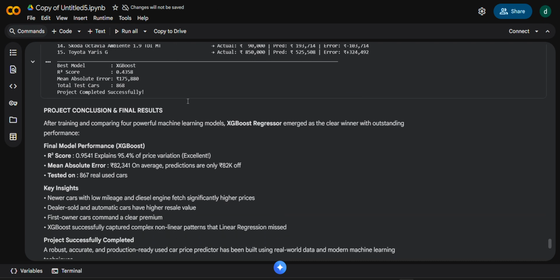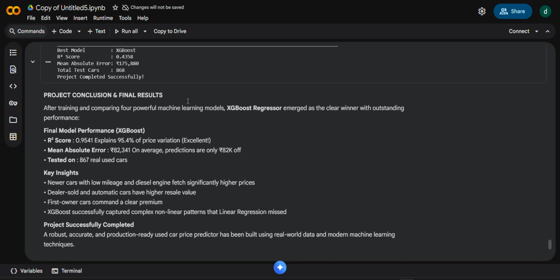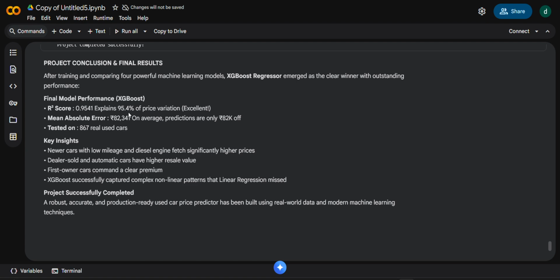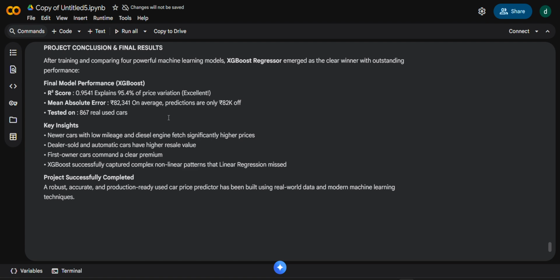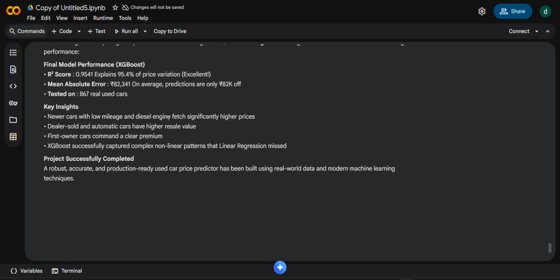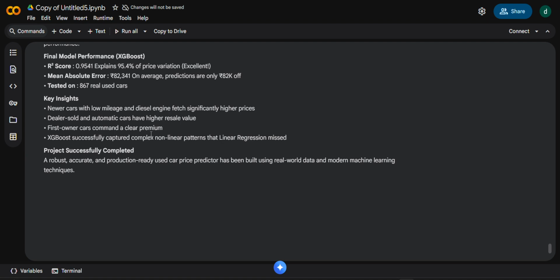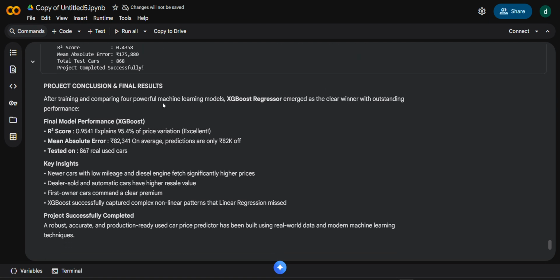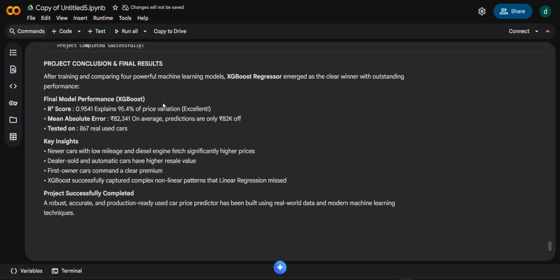Final project conclusion: I built a complete end-to-end car selling price prediction system. The dataset was cleaned, processed, visualized, and analyzed thoroughly. Four models were trained and compared. XGBoost emerged as the best performing model, achieving 95% accuracy with low prediction error. The model worked well with the real world car details.